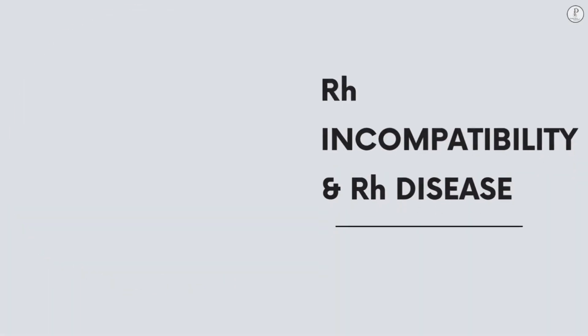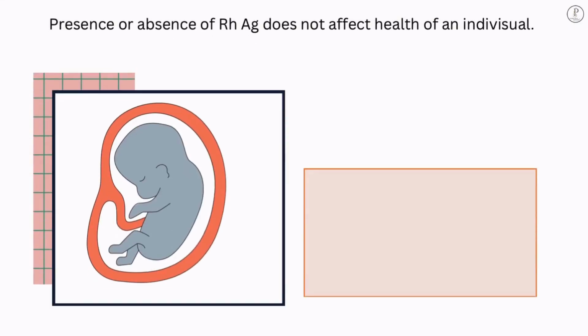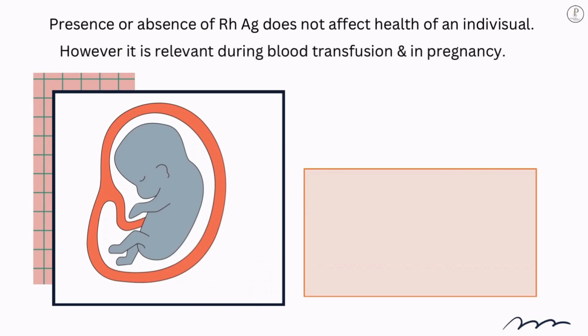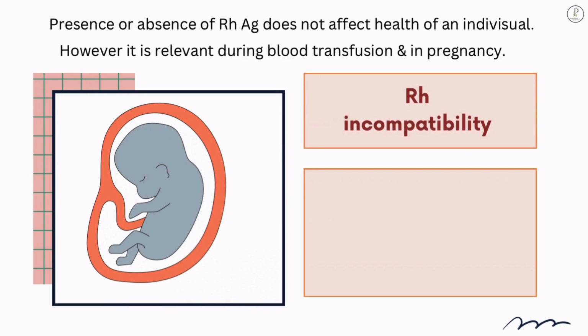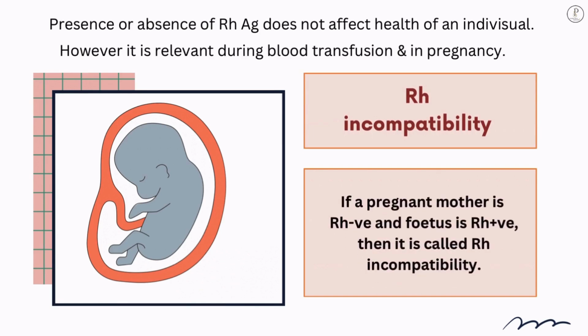Rh incompatibility and Rh disease. Presence or absence of Rh antigen does not affect health of an individual, but it is relevant during blood transfusion and during pregnancy. Rh incompatibility: if a pregnant mother is Rh negative and fetus is Rh positive, then it is called Rh incompatibility.